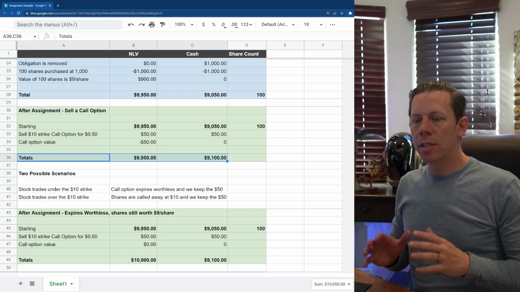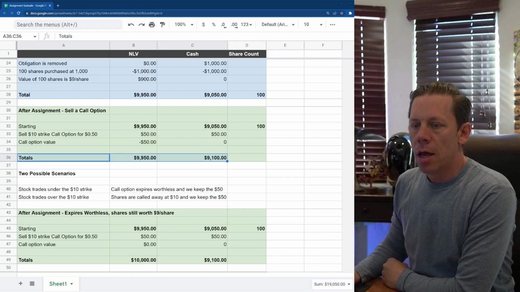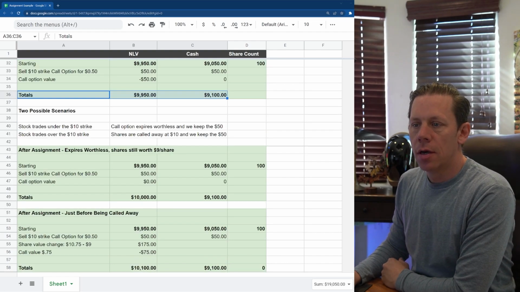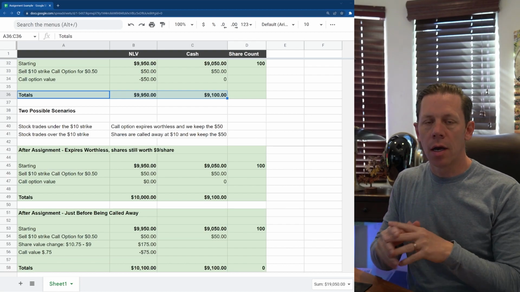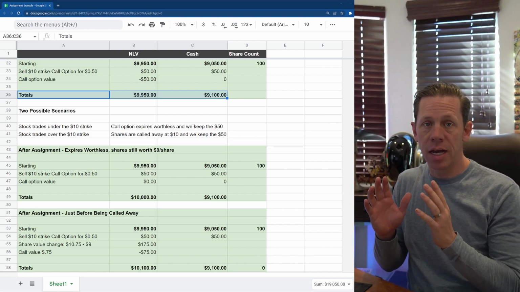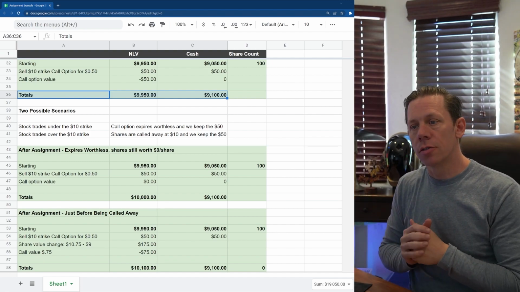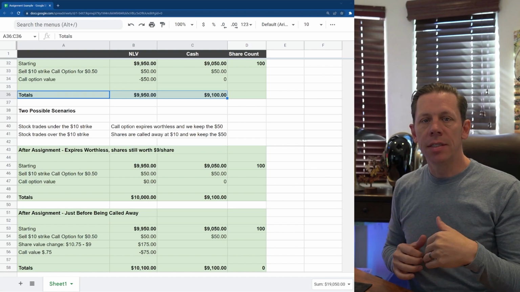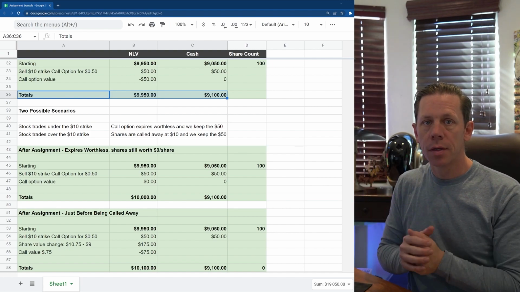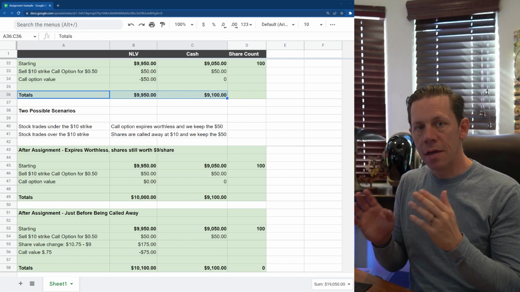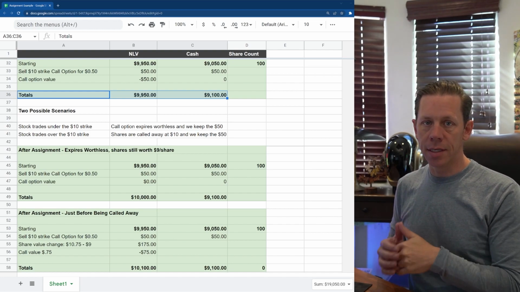Okay, so now let's look at the two possible scenarios. Now we've sold the call option, and there are basically two things that can happen from here. First, the stock continues to trade around $9 or just stays under $10 as of expiration, then that option will expire worthless and we'll keep the $50. The second thing that can happen is that the stock trades over that $10 strike price and goes in the money, and when it's in the money on expiration, then those shares will get called away at the $10 strike price.